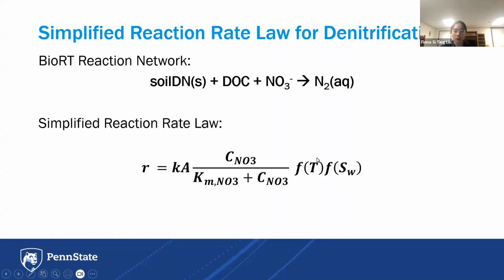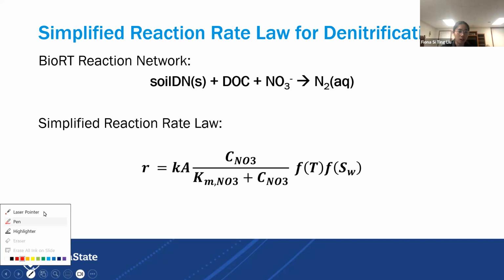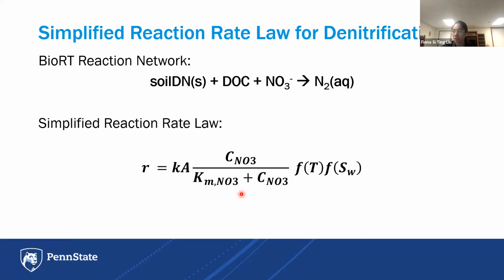So let's continue with our denitrification process reaction network and look at our specific reaction rate, our simplified reaction rate law. The associated terms that could be altered will directly affect our reaction rate and the concentration of nitrate as well as the N2 produced.